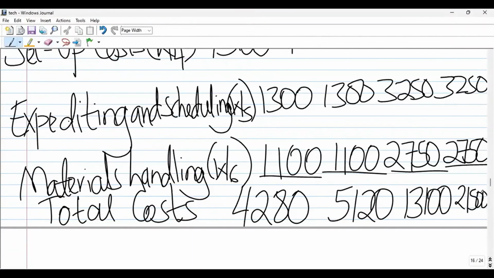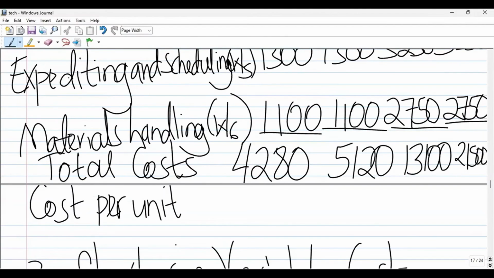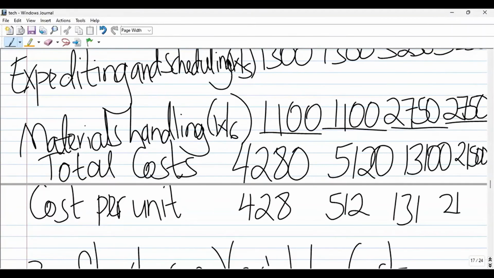So we can get the cost per unit, just like we did for traditional. It is the total cost divided by the number of units. So the total cost is 4280 divided by the number of units, 10. That means we have 428, here 512, here 131, here 215. And that is it while using that system.